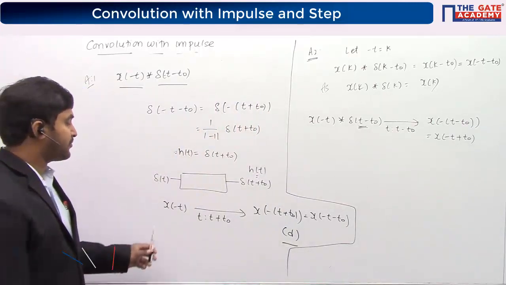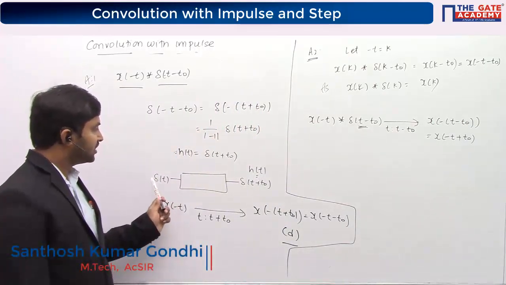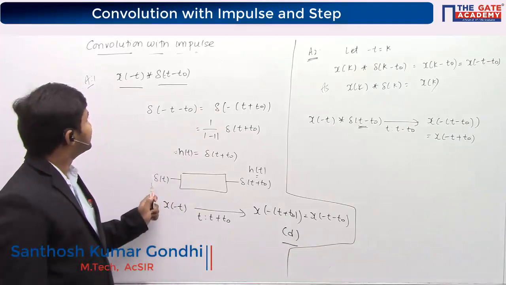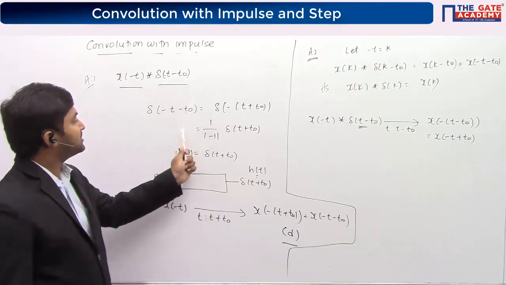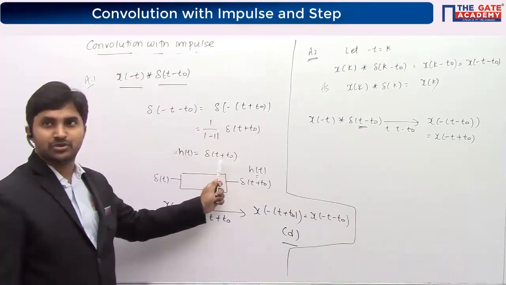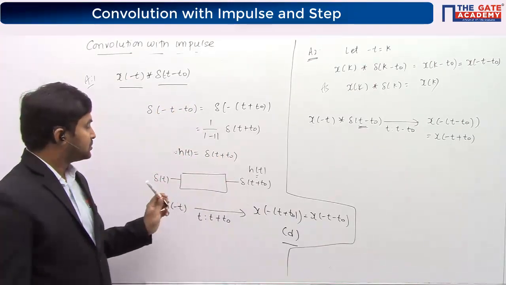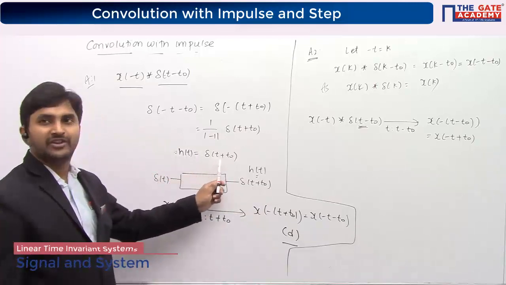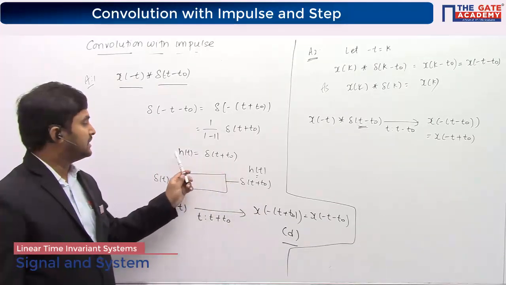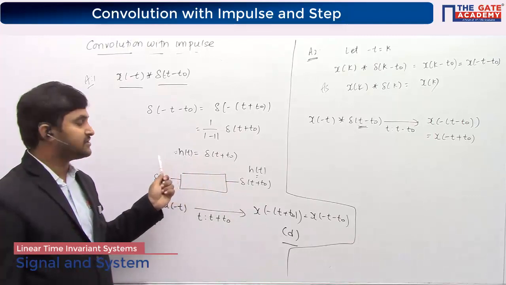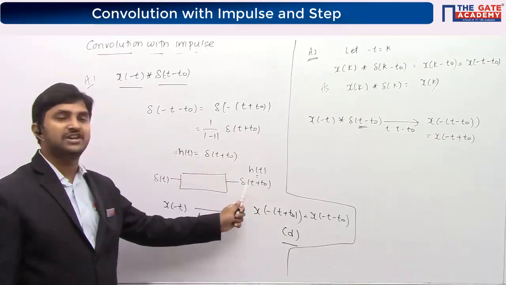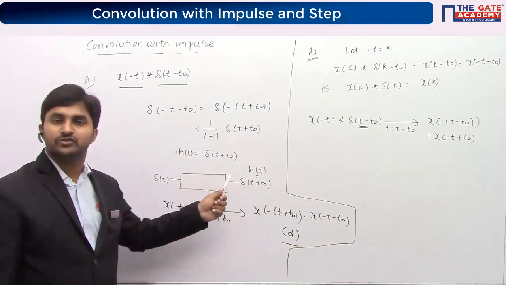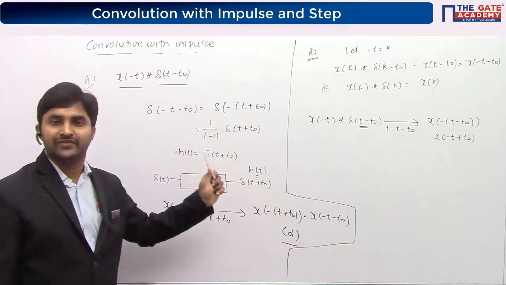Okay, so the last step of the approach 1, please look at the board. What I can understand here is that del of minus t minus t naught is nothing but del of t plus t naught. I'm sure that this is clear, right? Now what is the meaning of h of t being del of t plus t naught? H of t is nothing but impulse response. It means if I give the impulse as an input, the response is the impulse response, which is del of t plus t naught. So clearly the system is doing the advancing operation.